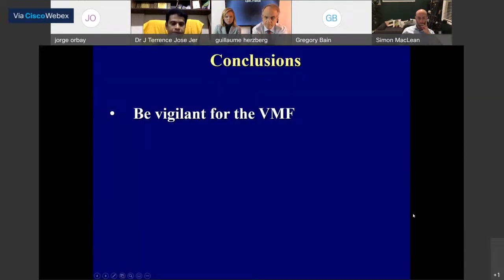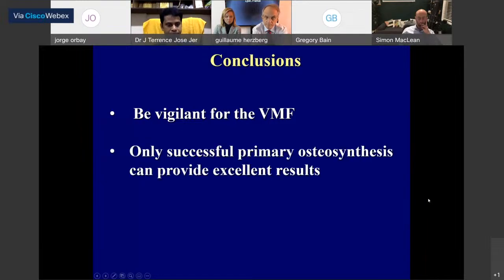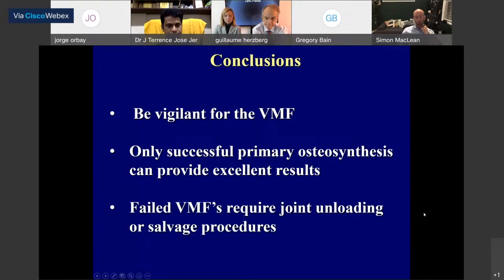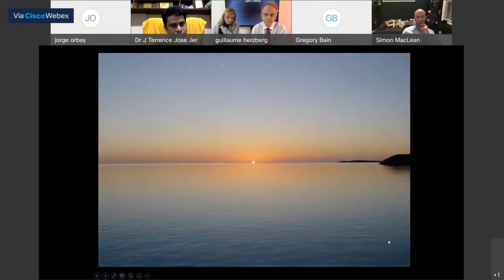So in conclusion, be vigilant for these volar marginal fragments, identify them and treat them early, because only the first time can you get the excellent result that the patients deserve. But if you have to treat a failed volar marginal fragment, consider unloading the joint by using a bridge plate, or performing a volar opening wedge osteotomy if the remainder of the fracture has already healed with deformity, or perform a salvage procedure if necessary.